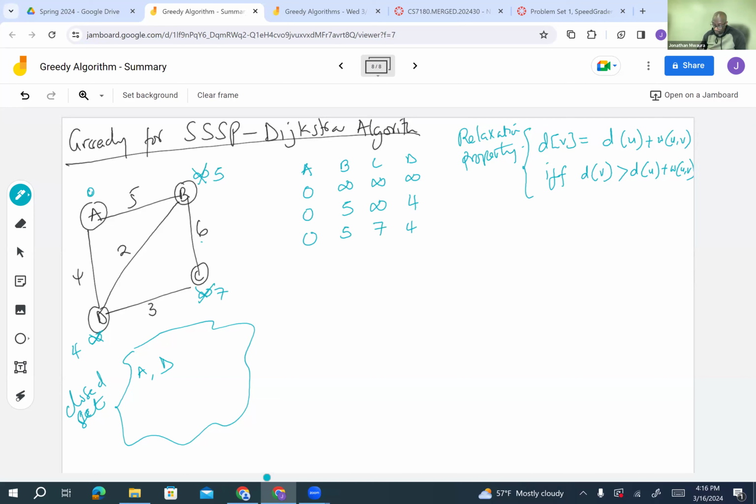Then the next thing now is to get the smallest one. So we are choosing between these two. And the next one is 5. Now from B, we can't go back to D because D is already in the cross set. 5 plus 6 is 11. 11 is bigger than 7. So we can't pick that one, and essentially we cannot update C. So we are done. B is considered.